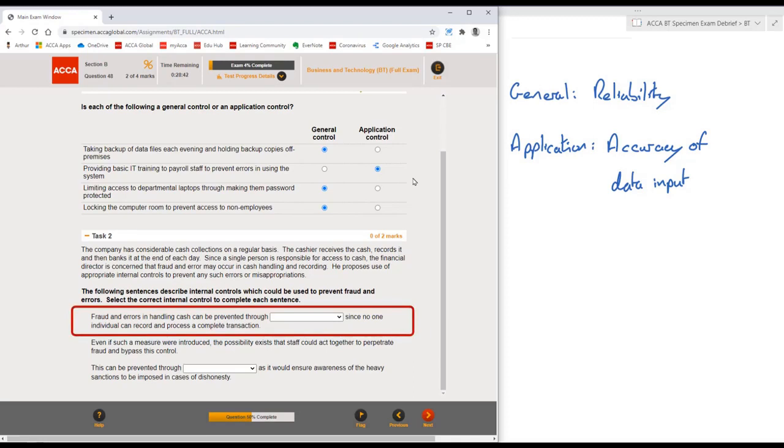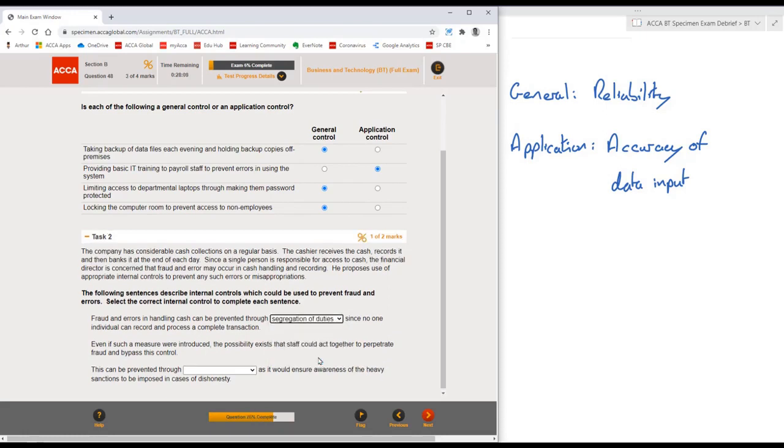Fraud and errors in handling cash can be prevented through, and now we've got the drop-down box, internal audit, authorization limits, induction and training, and segregation of duties. Now, any of those may be correct, but we don't know which one until we complete the entire sentence. Look at the remainder of the sentence. Since no one individual can record and process a complete transaction, well, that must be segregation of duties.